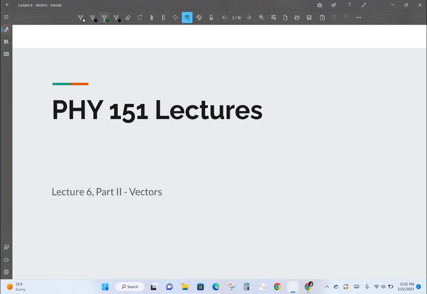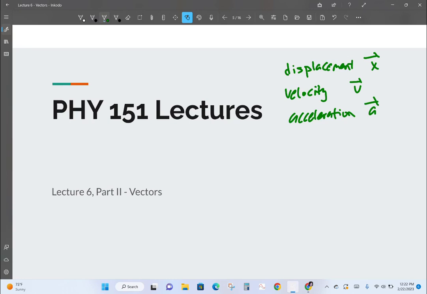We're going to turn our attention to vectors. So we've been talking about vectors so far. Remember that a vector has magnitude and direction. And the vectors that we have talked about are displacement, velocity, acceleration, and we have mentioned force.